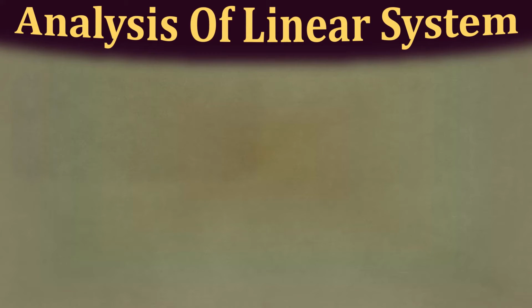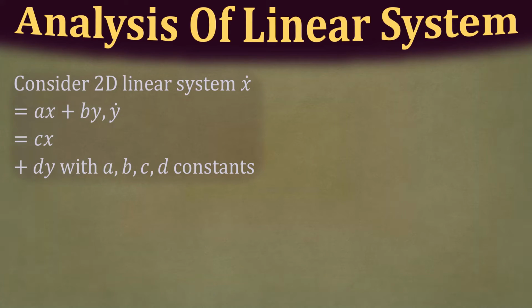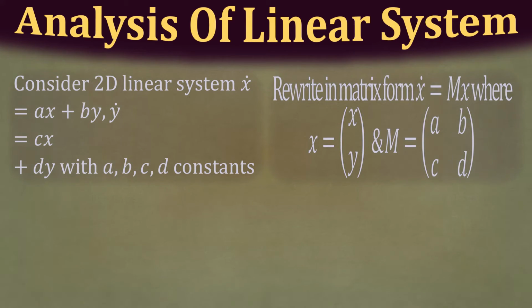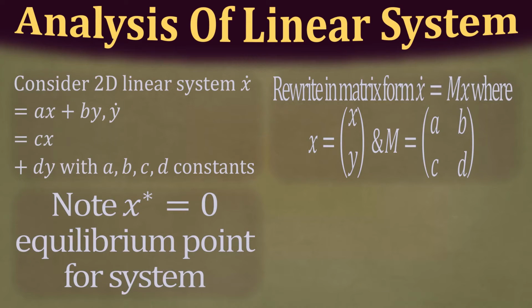Now, let's move on to discussing the analysis of a linear system. Consider a 2D linear system: x dot is equal to ax plus by, y dot is equal to cx plus dy, with a, b, c, d being constant. We can rewrite in the matrix form x dot is equal to Mx, where x is equal to the vector xy, and M is equal to the matrix a, b, c, d.